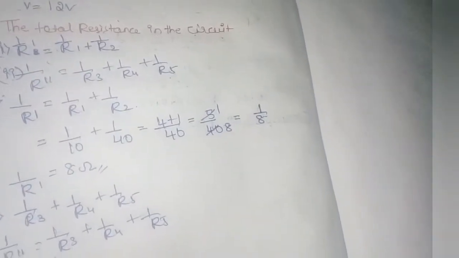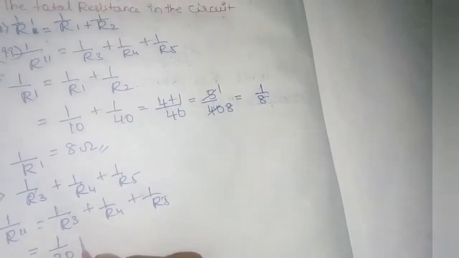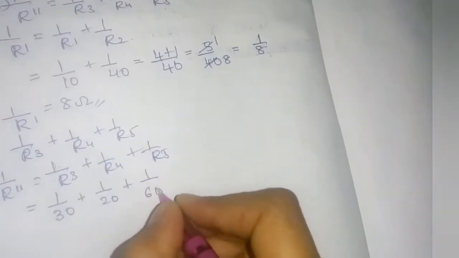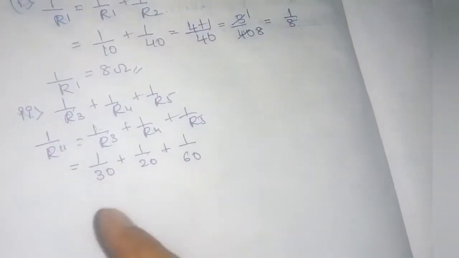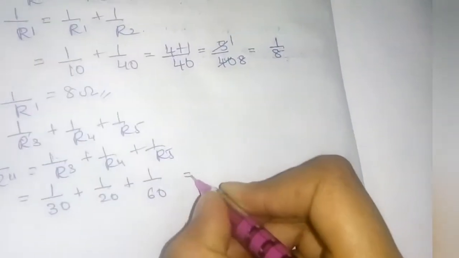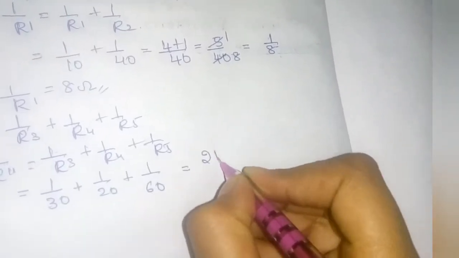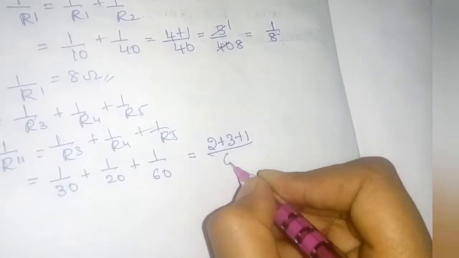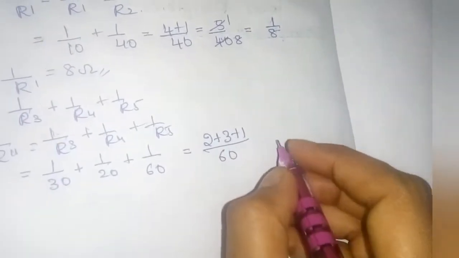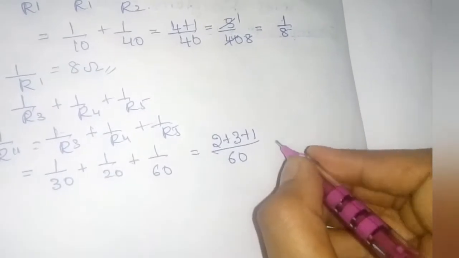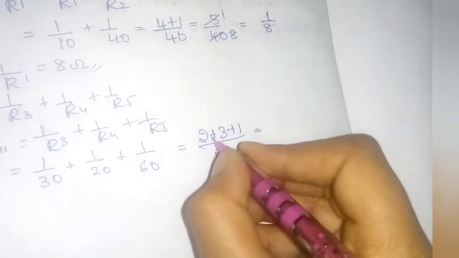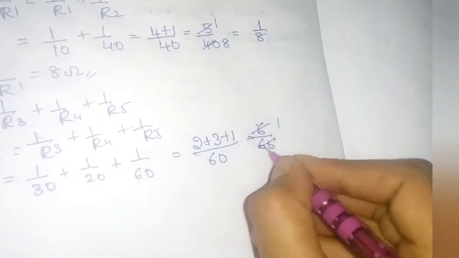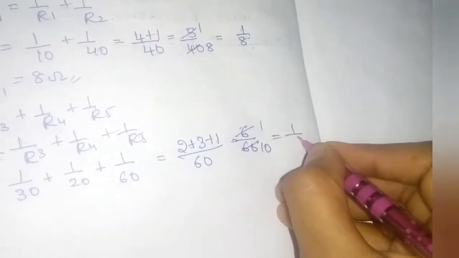1 by R3 value is 30, plus 1 by 20, plus 1 by 60. Now take the LCM of these all. You know how the LCM is taken, you already learned in maths classes. 2 plus 3 plus 1, that is divided by 60. LCM means lowest common multiple. So now we added, that is 6 divided by 60. 6 ones are 6, 6 tens are 60. So at that time we get 1 by 10.